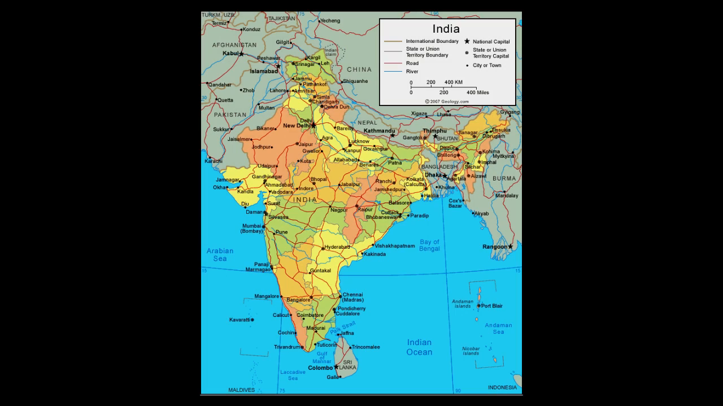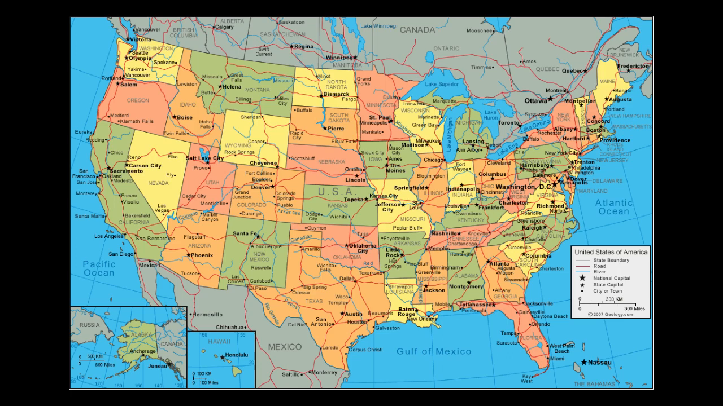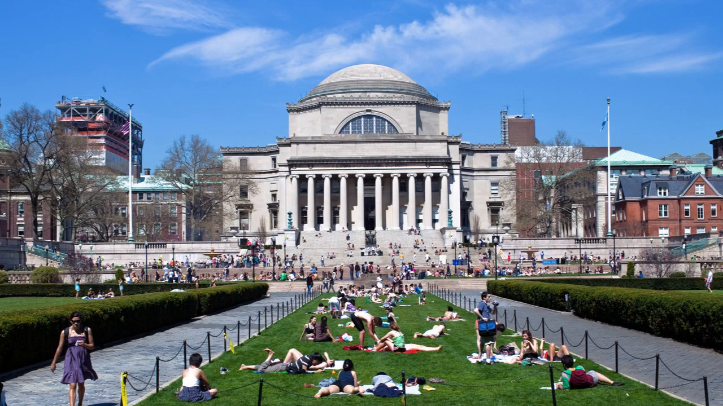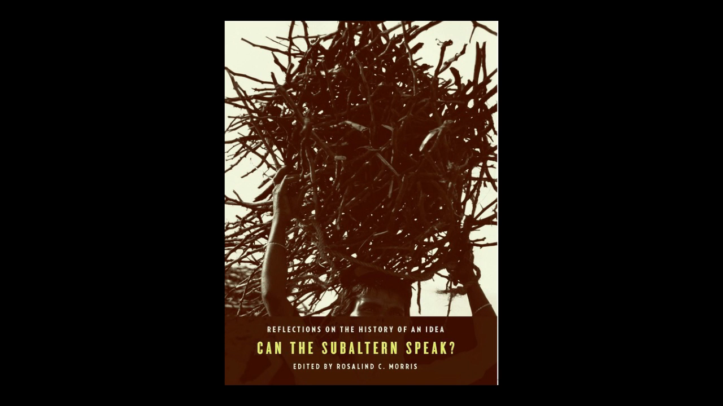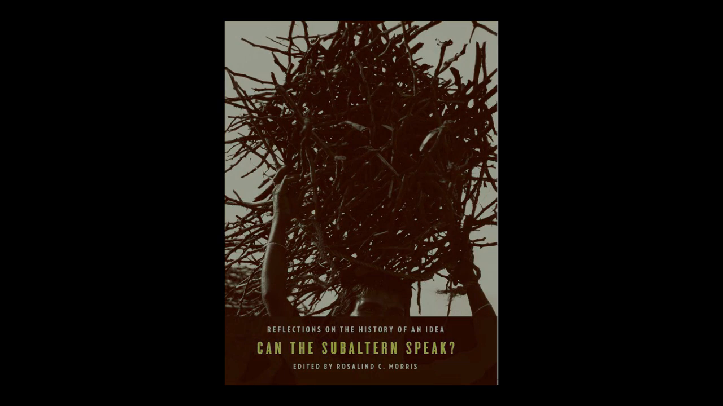The second theorist we're going to discuss today is Gayatri Spivak. Born in India, she was educated there and in the United States before taking a position at Columbia University. Spivak published a long, complex essay with the title, "Can the Subaltern Speak?" It has received an enormous amount of attention since its first publication in 1988.